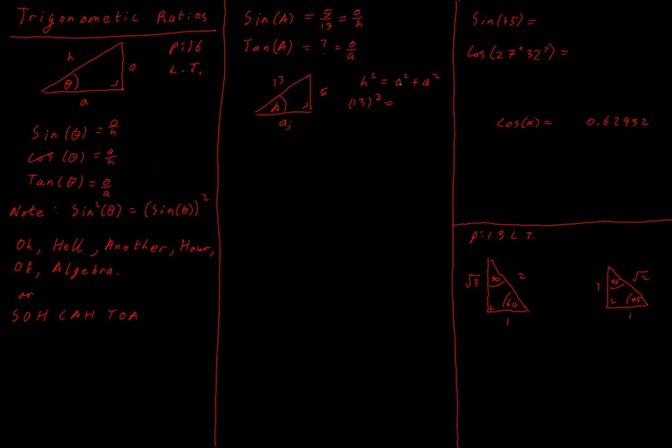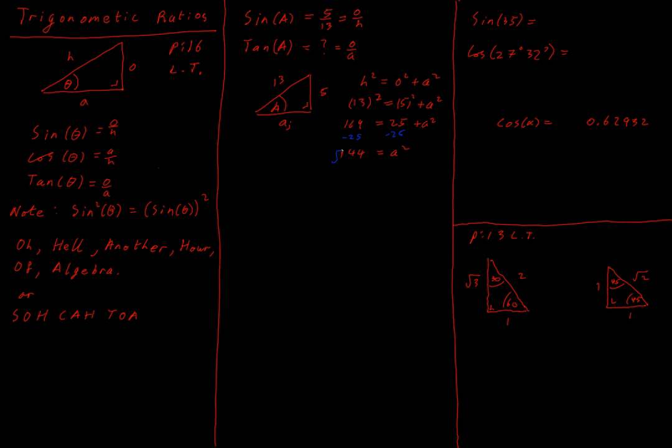Always. The opposite is 5 squared plus the adjacent I'm looking for. So I end up with 169 is equal to 25 plus a squared. Be careful that you're always subbing in the hypotenuse where you need to in that formula. Minus 25 from both sides, and we get 144 is equal to a squared.